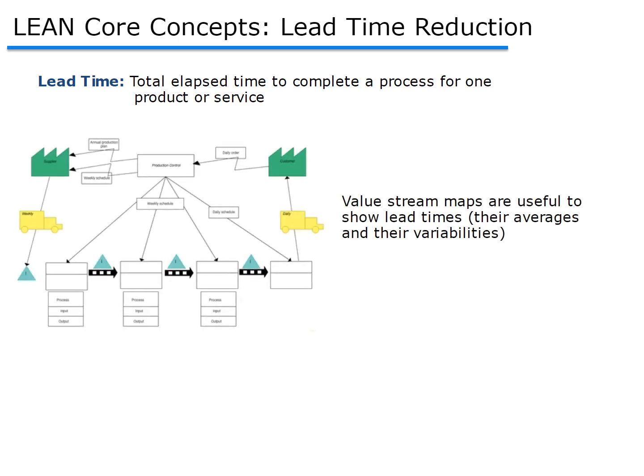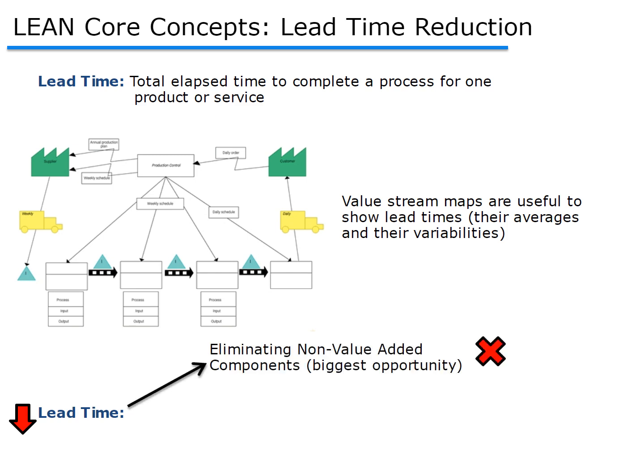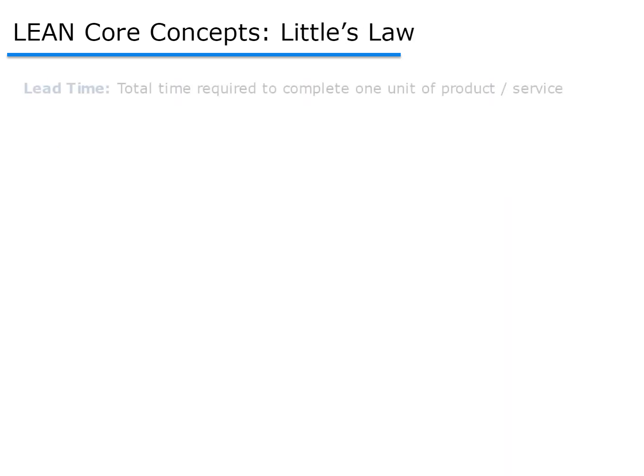Value stream maps are useful to show lead times. Lead times are reduced by eliminating non-value added components, which is the biggest opportunity for lead time reduction, or increasing speed of value added components. Work in process or inventory and lead time are related by a principle called Little's Law.